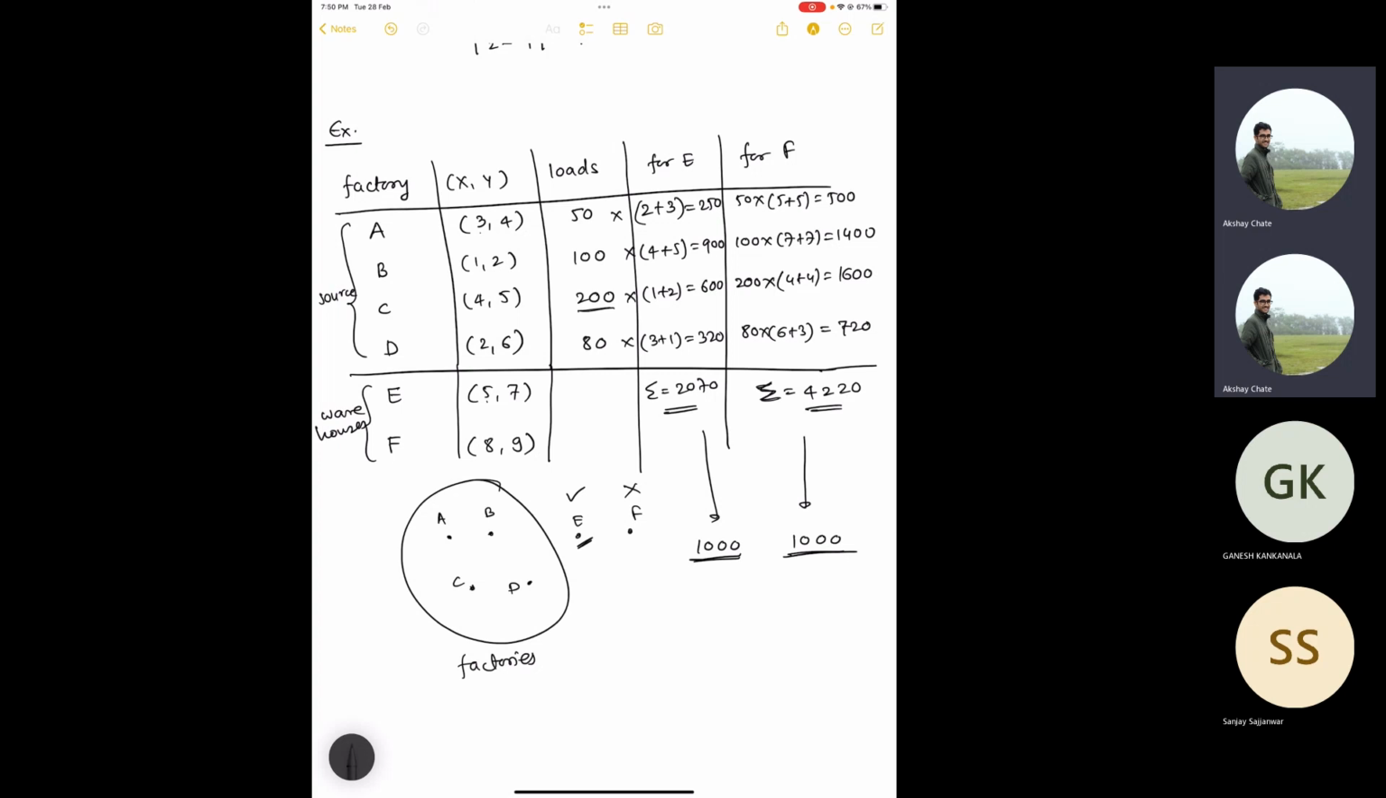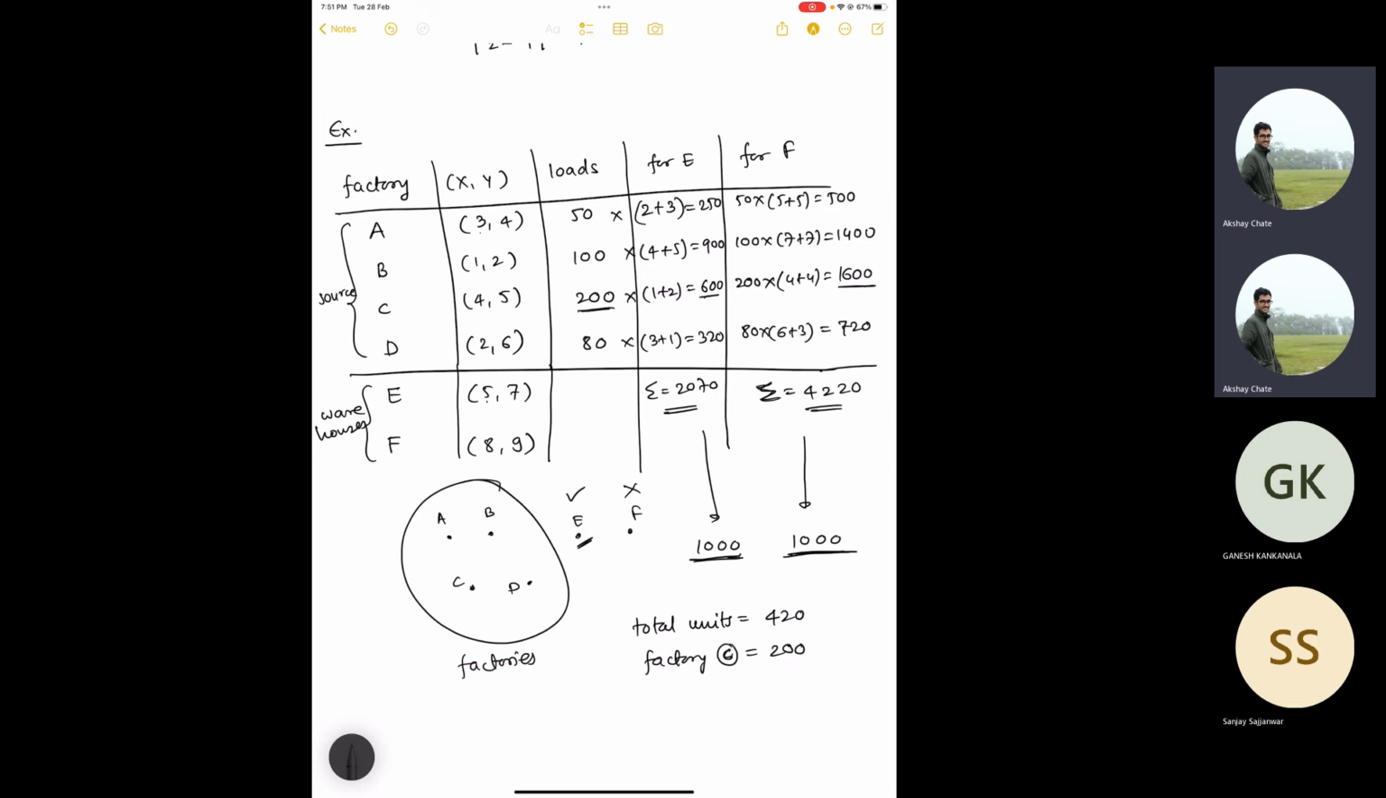Then you'll consider moving these 200 units to the destination that gives you lower cost. Here destination E gives you 600, whereas F gives you 1600, right? So you'll decide that E is better. In total you have 420 units, whereas factory C produces 200 out of 420, which is almost 50%. So if you land up in a case where your summation is the same, you go back to the most important parameter, which is factory C.